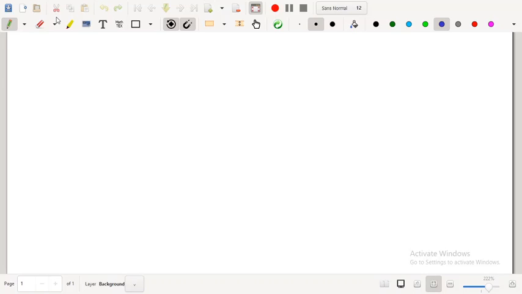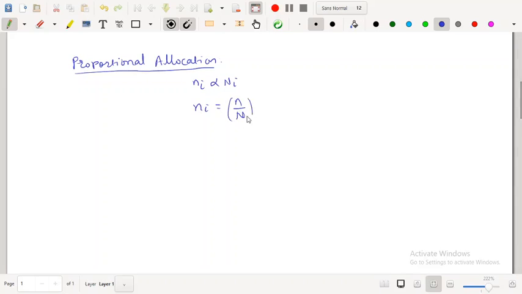Good morning, students. In the last lecture, we had seen proportional allocation. In proportional allocation, the ith strata sample size small ni is directly proportional to the ith strata size capital Ni. If we obtain the formula for ni, it will be small n by capital N into capital Ni, or we can write this as n into Wi.